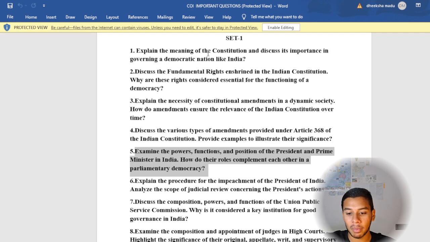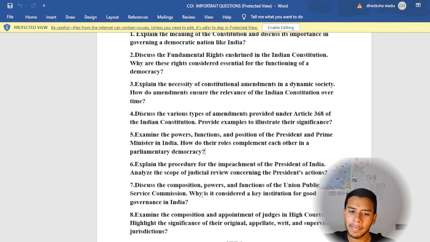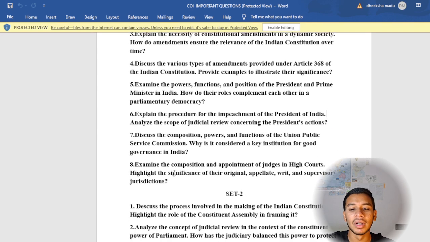Let's dive into the next topic. We have discussed the first one, which is Constitution and Democracy. Second one, Fundamental Rights. And this one, President and Prime Minister. You can write the sixth one. If you know the fifth one, then you can also explain the procedure of impeachment of the President of India, and analyze the scope of judicial review concerning the President's actions. You can even do this one. I don't want to talk about courts and jurisdictions right now. If you're good at watching law movies, then you can do this one.